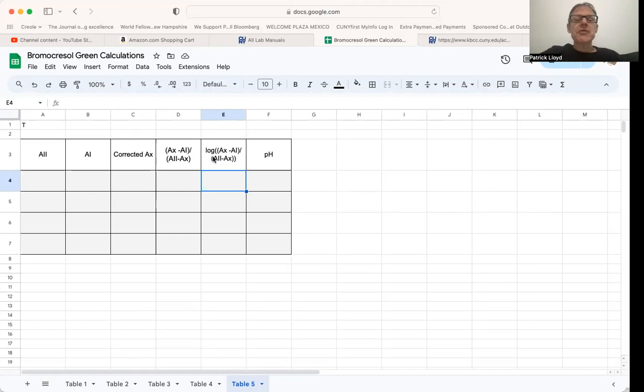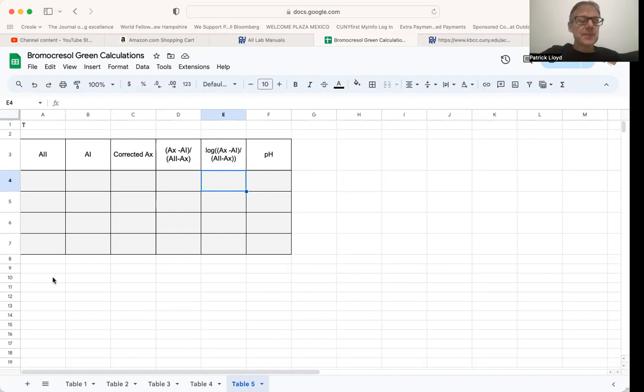And then we have some calculations we're going to do here. We've already calculated the pH in the previous table. So let's go through this. Really what we're trying to do, there's a derivation that I won't go through, but essentially, if we plot some function of the absorbance values that we measured, as we were adding the acid versus pH, that graph will allow us to figure out what the Ka of bromocresol green is. So here's what we're going to do.